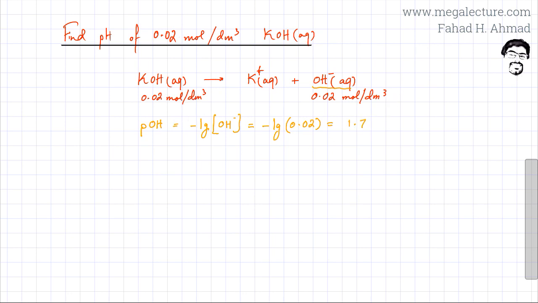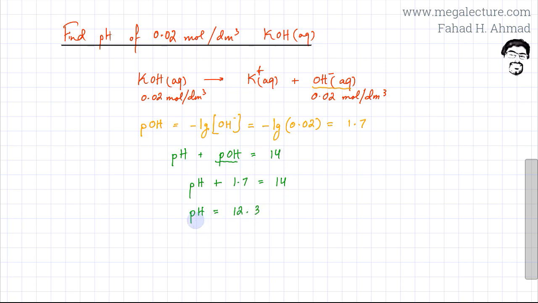And we had an equation initially that we derived, which was that pH plus pOH is always going to be equal to 14. So using this expression, if I substitute my pOH in this equation, it's going to be pH plus 1.7 equal to 14. And the value of pH would come out to be equal to 12.8.